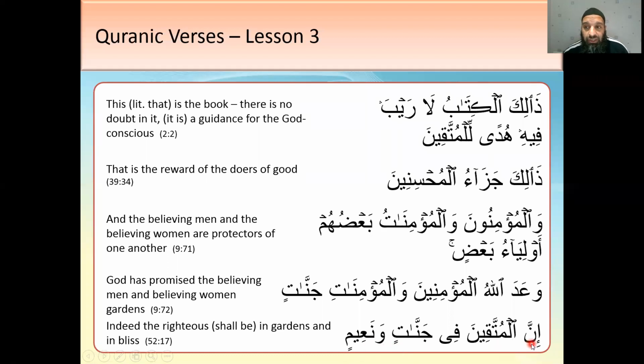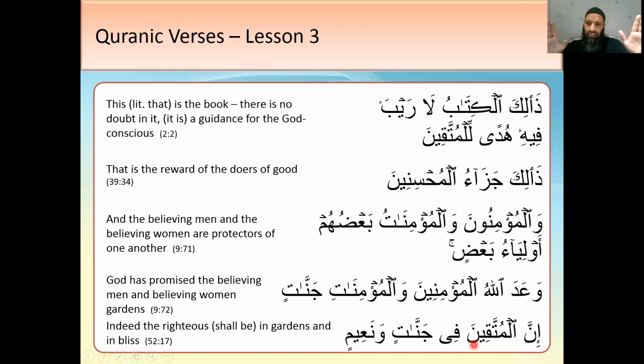Okay, sister, innal muttaqina fi jannatin wa na'im. Inna means, have a guess? Indeed. Al-muttaqina. The righteous. Can you see it's plural? Ina and una is plural. In this case, it's mansub. This is a mansubifier. When this one comes in front of a noun, it makes it mansub. Just for those who are interested. Fi means... Yeah, when inna comes, it makes the next noun mansub.